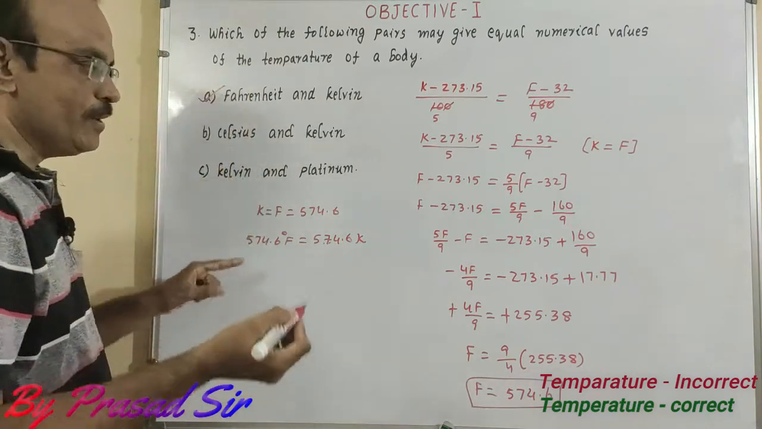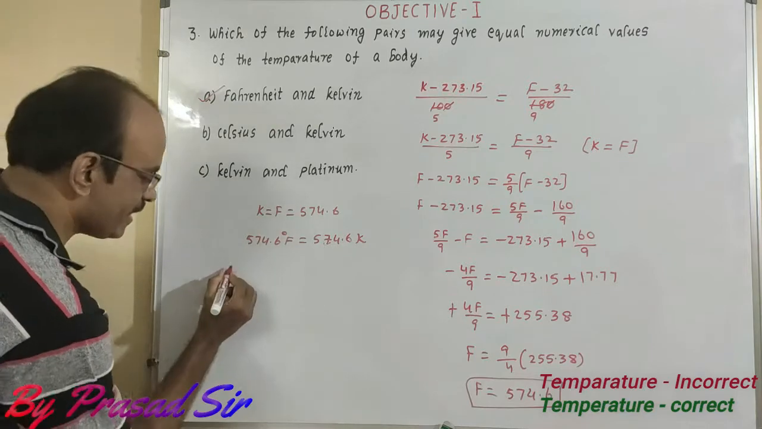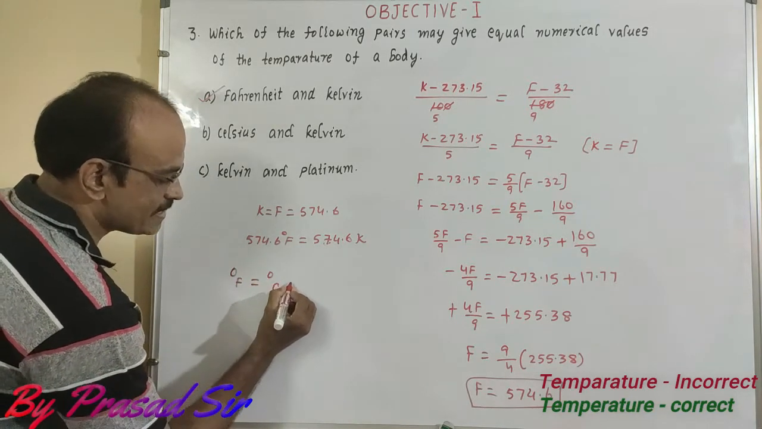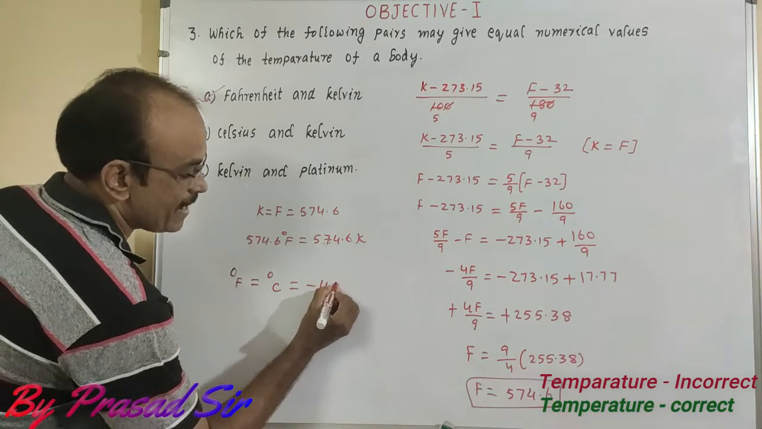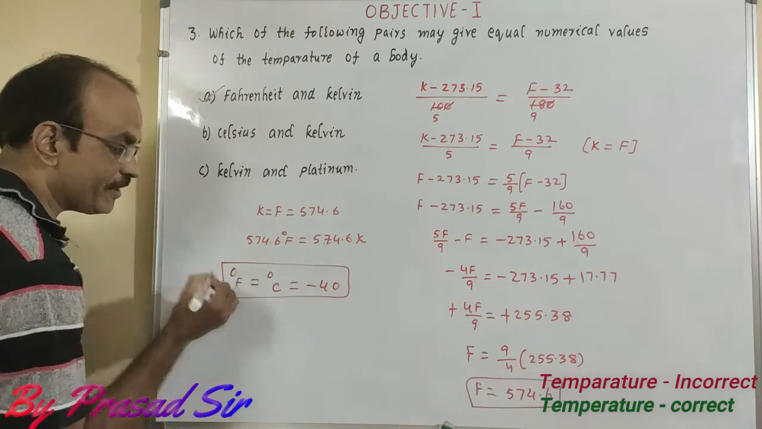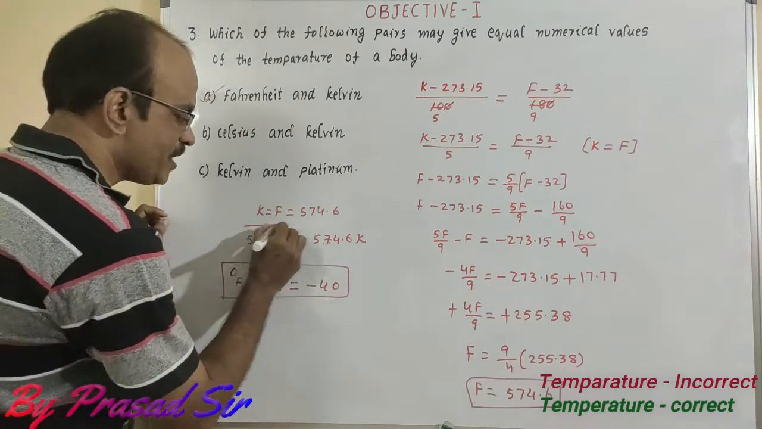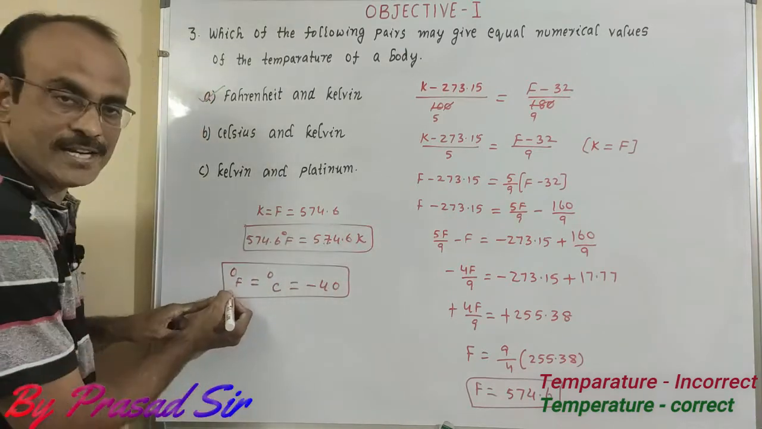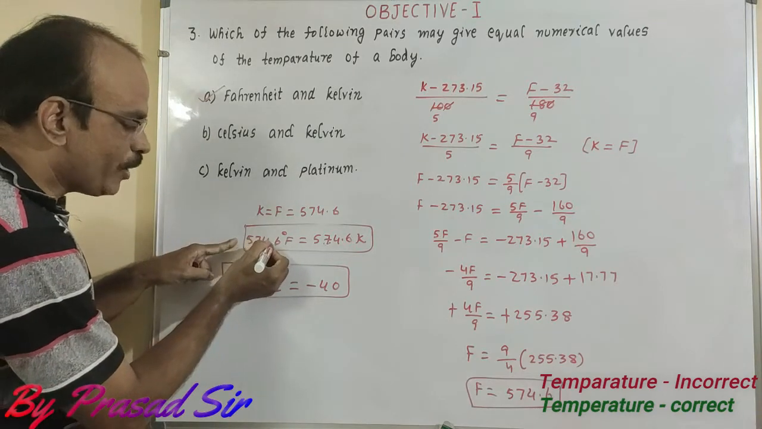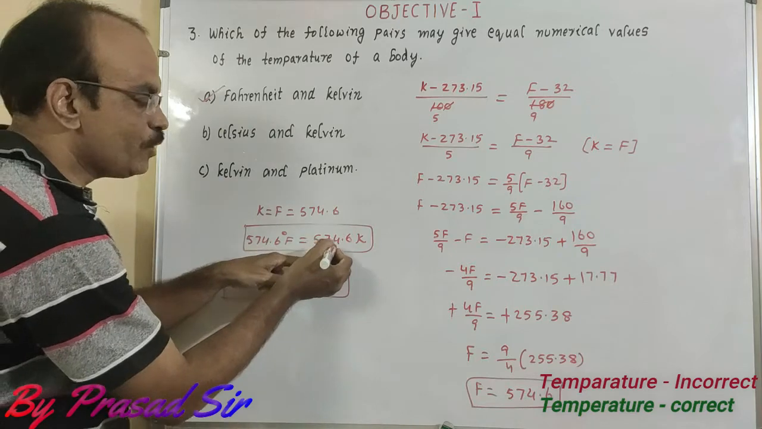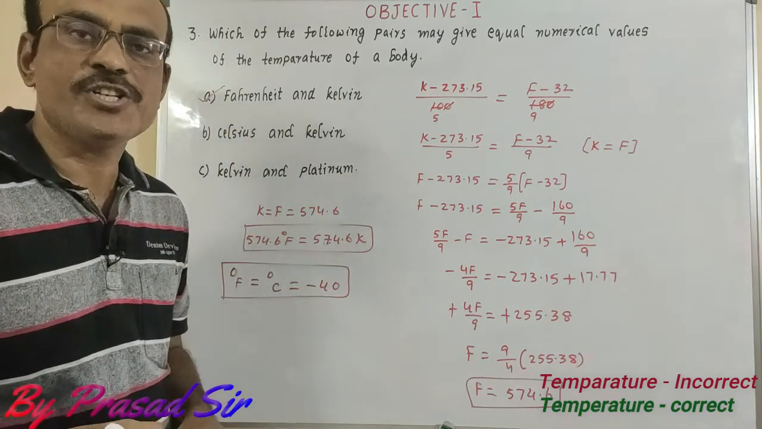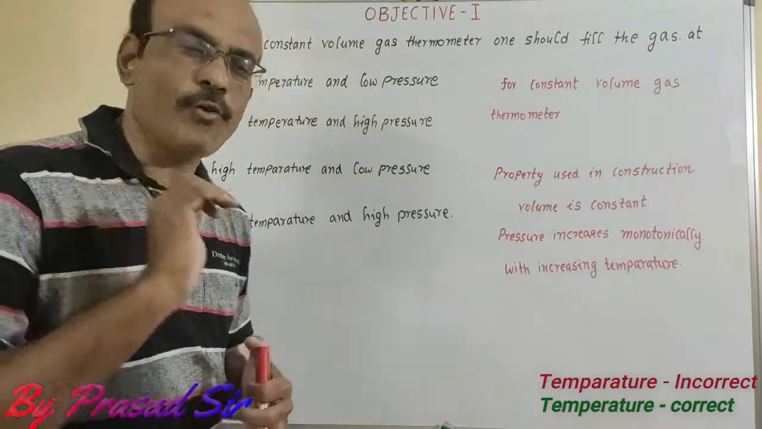So which scale is suitable for this? Option A is suitable. We also have another relation: degrees Fahrenheit is equal to degrees Celsius at minus 40. So this is one relation and that is another relation. According to our problem, 574.6 degrees Fahrenheit is equal to 574.6 Kelvin. Option A is correct for this question. Now, question number 4.